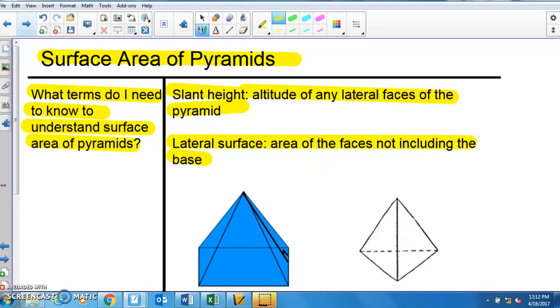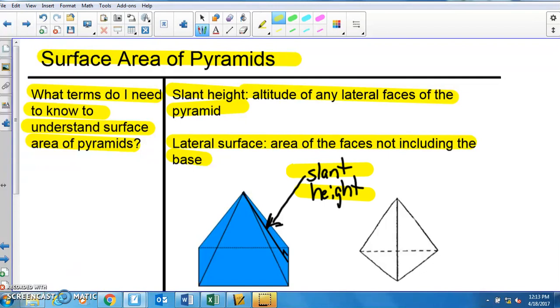If you will notice here, we have this black line going down through the center of that face of the pyramid. You'll notice that where that meets the base of that pyramid, it forms a right angle. That refers to the slant height. So this black line that's going straight down the middle of that face and forms that right angle, that is called your slant height. All right, so that is our slant height.